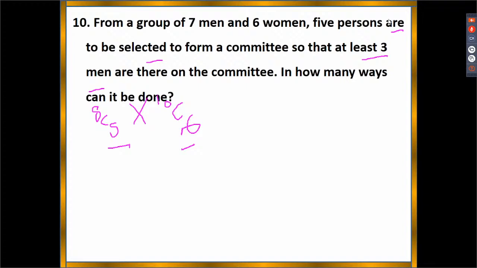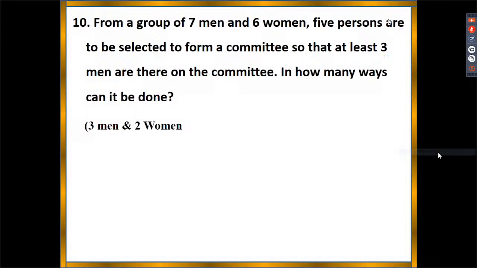At least means minimum. So minimum 3 men means, if there are 3 men, the remaining 2 are women, because 5 persons are there. Minimum 3 men, so that may be 4, or that may be 5, or 6, but it is not possible to take 6 now. If there are 4 men, the remaining 1 is a woman. If there are 5 men, there is no possibility to select women. So at least means minimum 3. That may be 4 or 5.